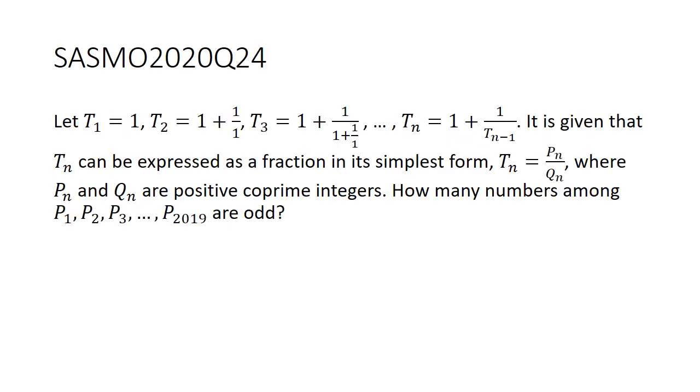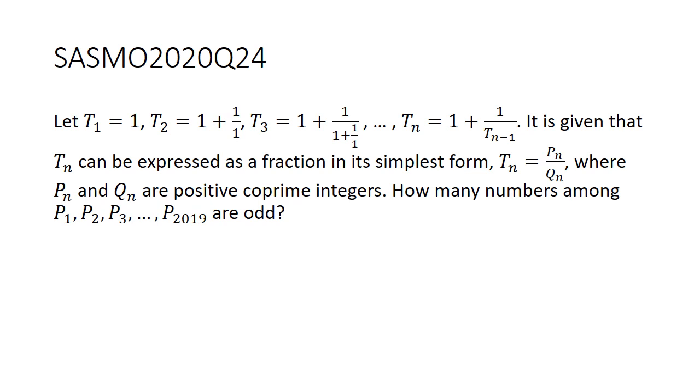Question 24. Let the first term t1 equal 1. Let the second term t2 equal 1 plus 1 over 1. t3 equals 1 plus 1 over 1 plus 1 over 1. In general, the nth term is equal to 1 plus 1 over the previous term, tn minus 1.